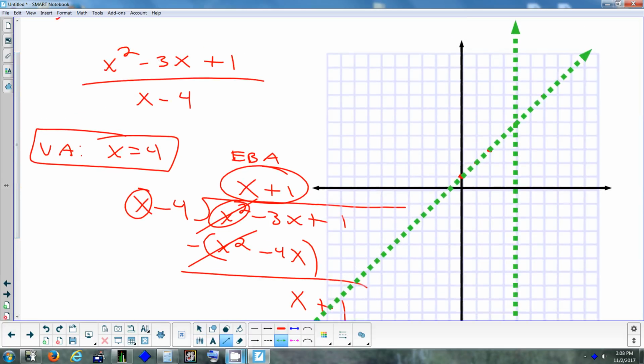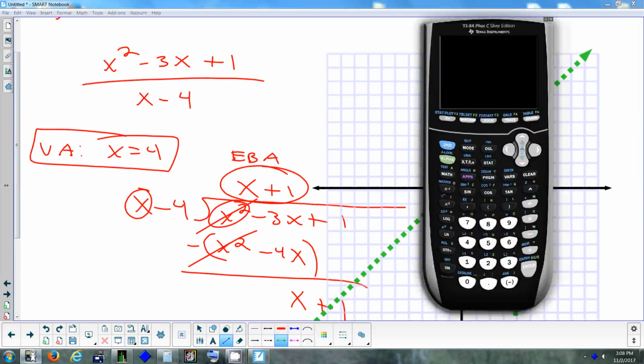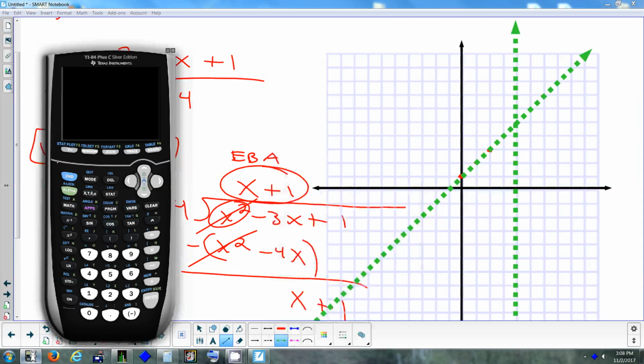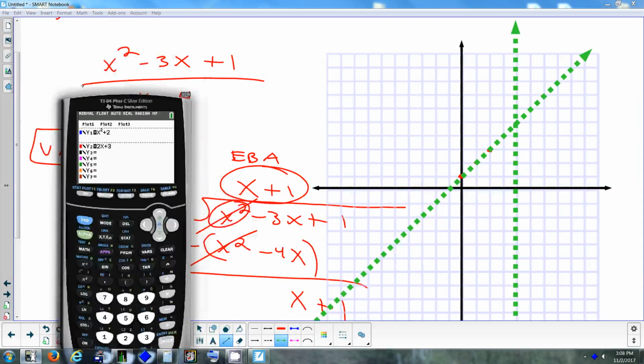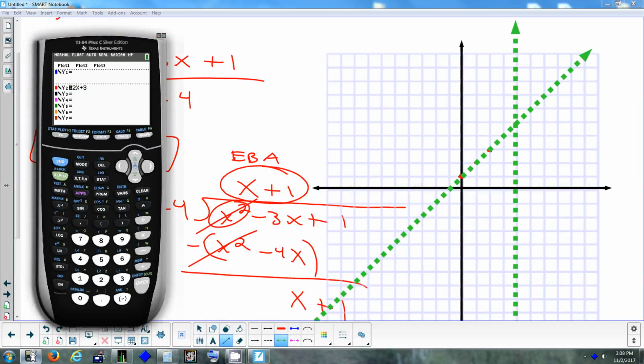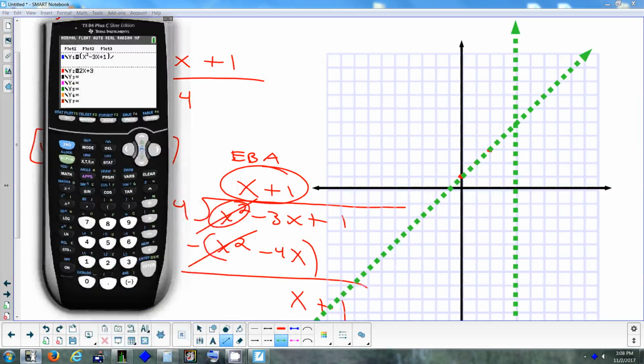Now what I've done is I basically created an X shape with those asymptotes, and my graph is going to be in 2 of the sections. We have to figure out which 2 sections it's going to be in. For that, we use the table. So type in your problem: x squared minus 3x plus 1 divided by x minus 4.